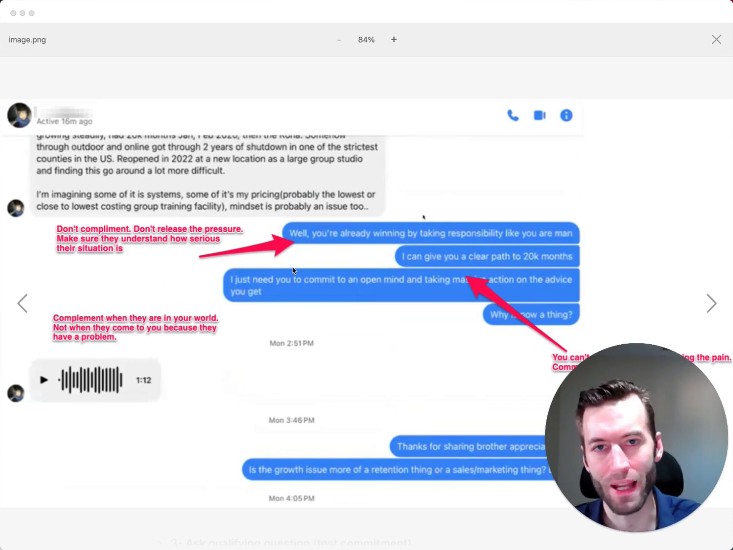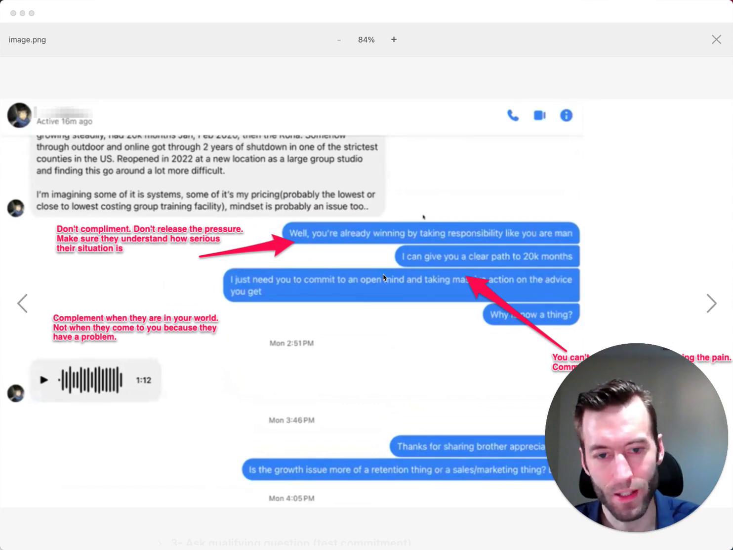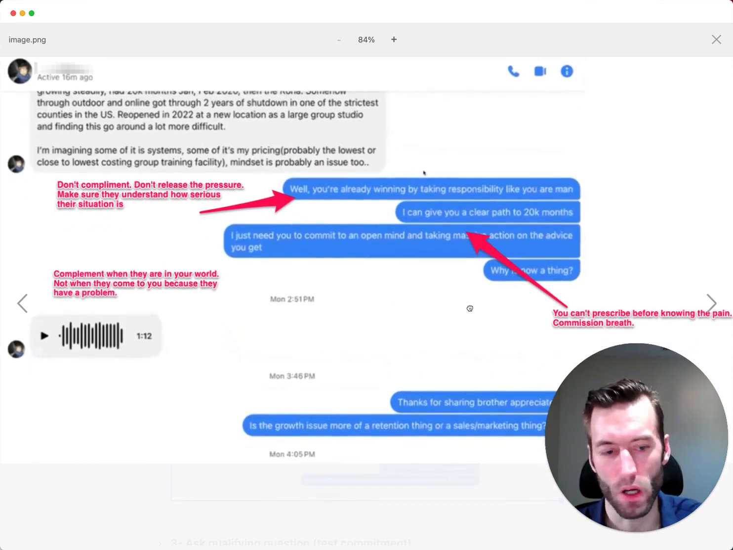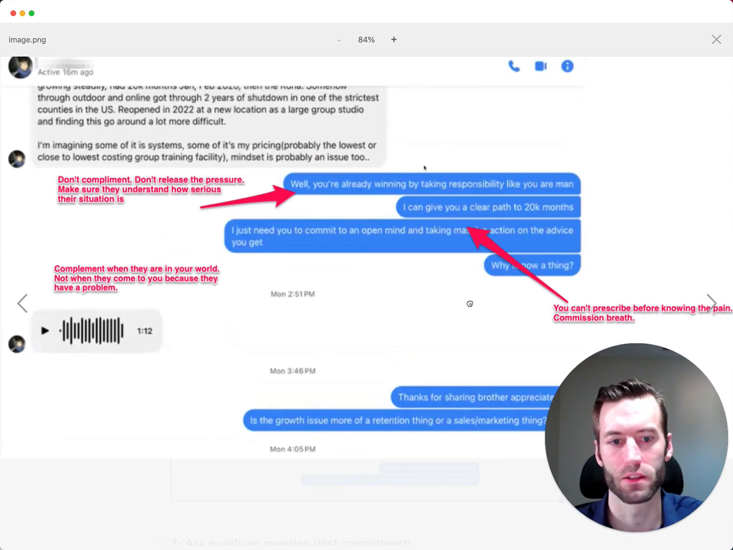You need to explain to him that his situation is a failure, quote unquote, and he should change. Otherwise, you won't be able to sell him anything. And in this case, right after he did that, he said, I can give you a clear path to 20K a month. So he was selling his offer without creating the pain and even without qualifying the prospect. So we call that like commission breath. He was a little bit too thirsty. So you won't be able to sell your service when you do that. So this is a clear example of what not to do.